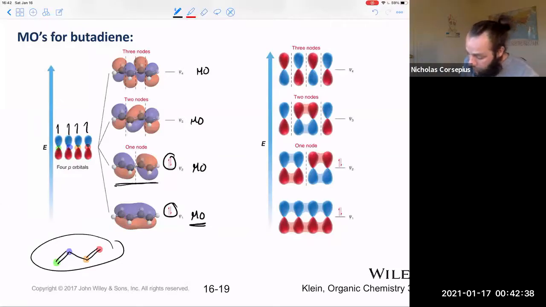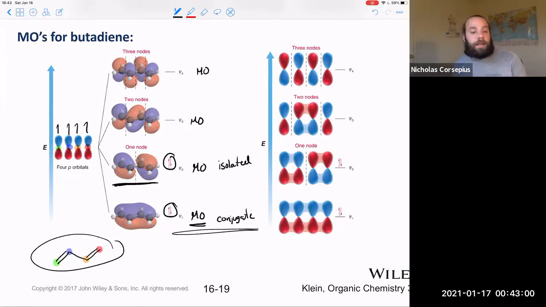And now this looks much more like an isolated diene, okay? So this would be our isolated, this is now conjugated, but because both of those orbitals are filled, they're both sort of true at the same time. So that's why butadiene doesn't just behave as if it has 2 isolated pi bonds, it also has this conjugated character as well. And then we go one level up, we now have 2 nodes.